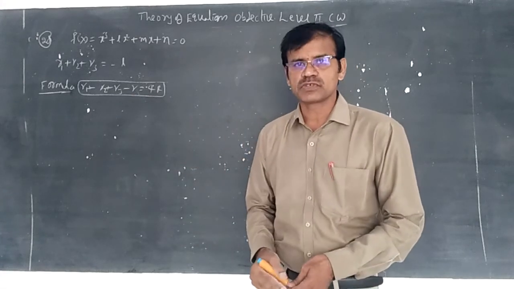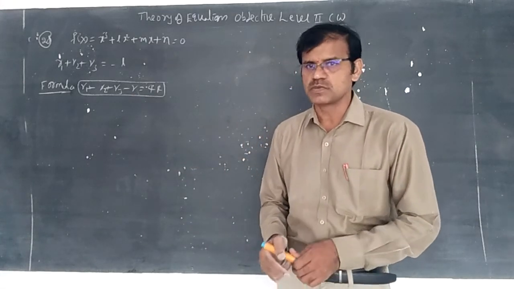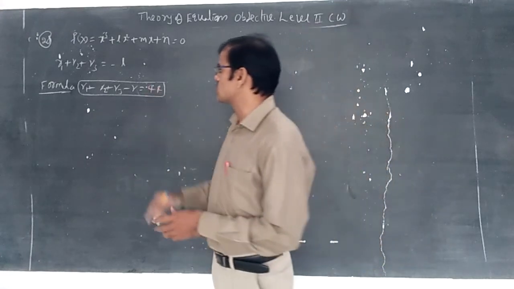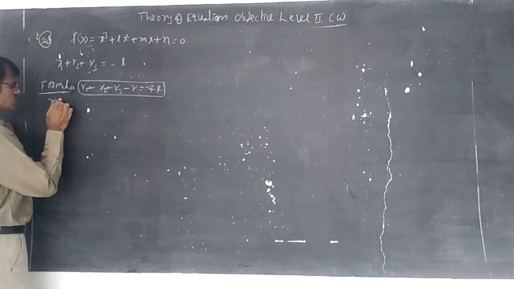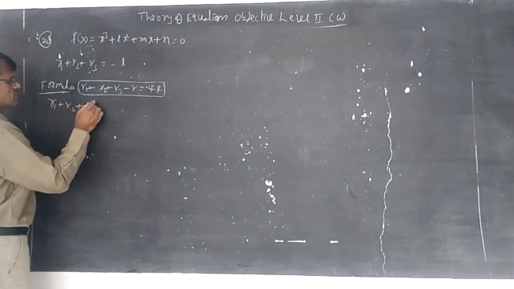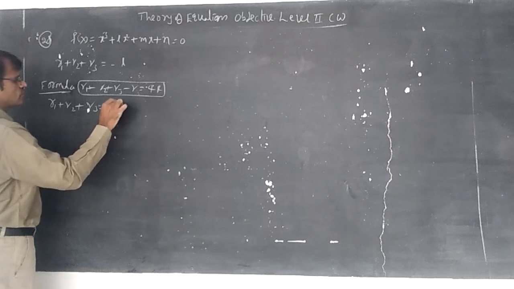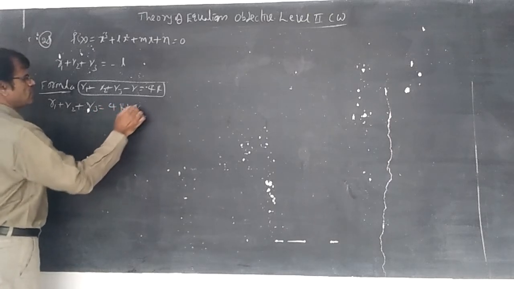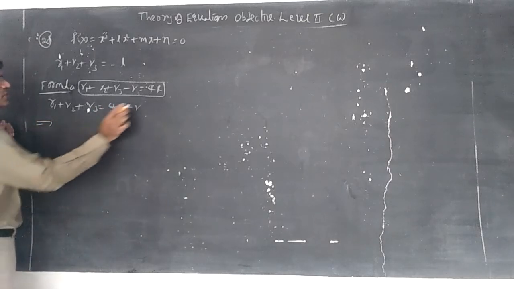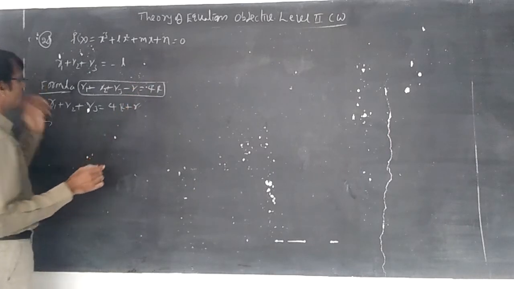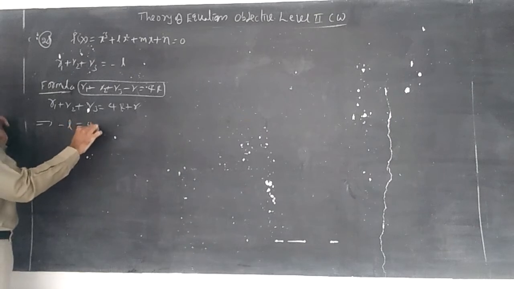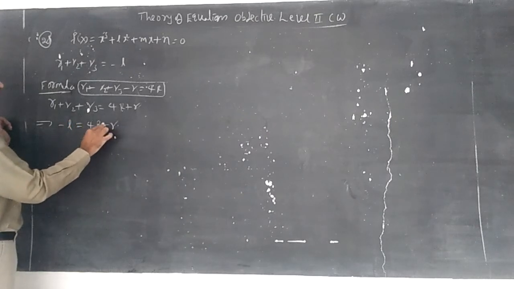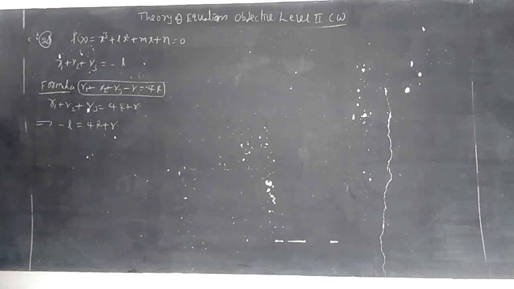Like we have learned the proofs also in properties of triangle. Now depending upon this, you can understand r1 plus r2 plus r3 is equal to 4R plus r. That implies minus L is equal to 4R plus r. That's all we need to calculate.